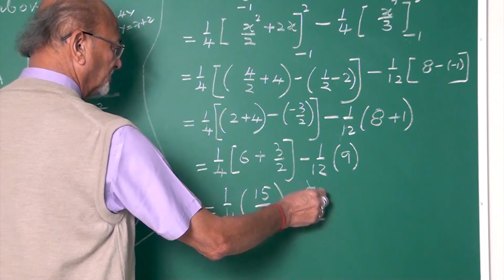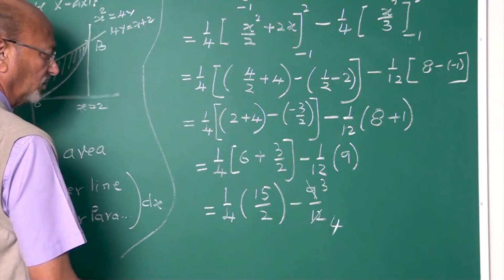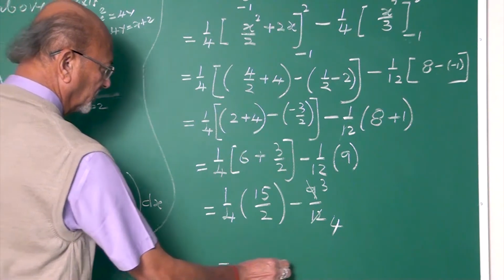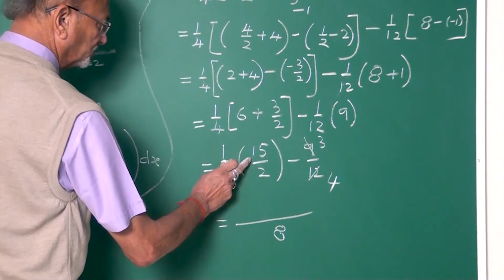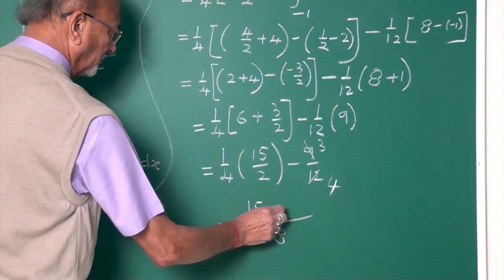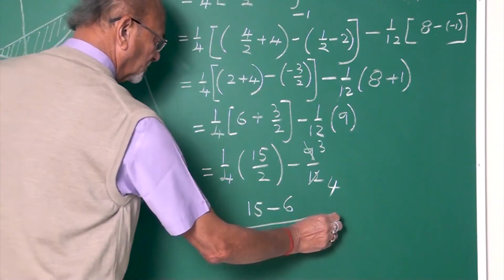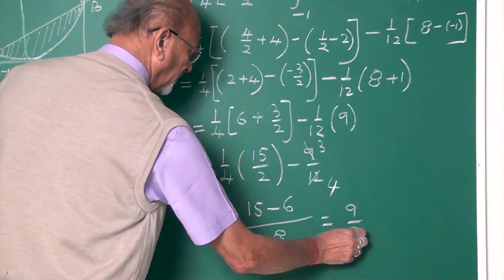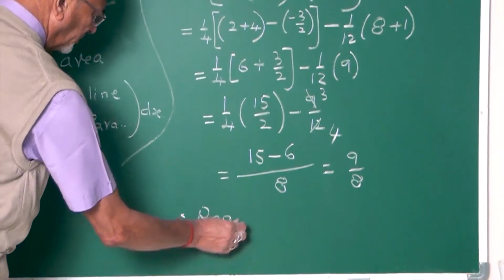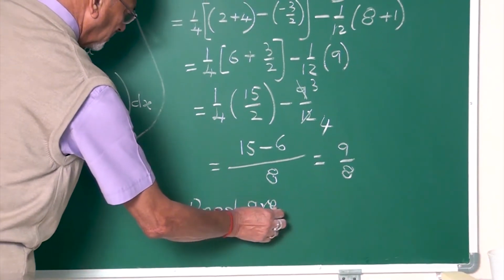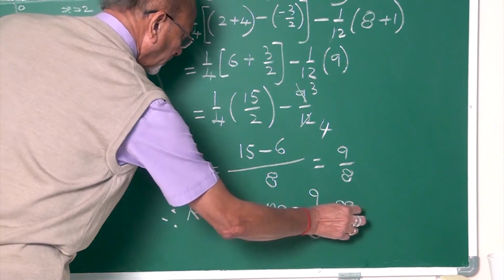9 by 12 you can simplify as 3 by 4. Otherwise, take the LCM, which is 8. This is 15 here, minus 4 into 2, 6. So it is 9 by 8. Therefore, my friends, the required area equals 9 by 8 square units.